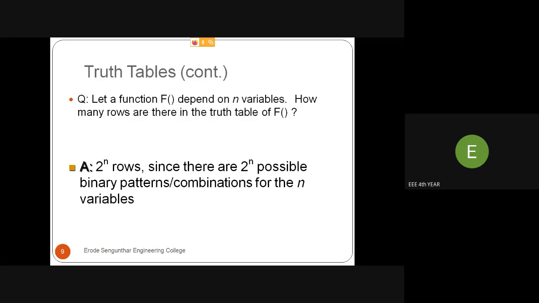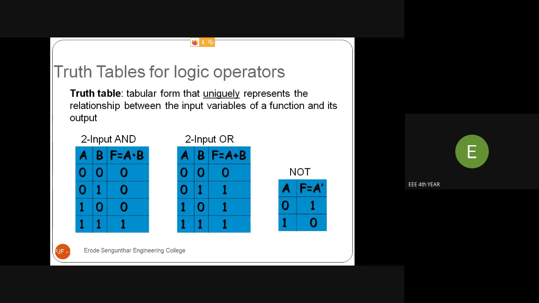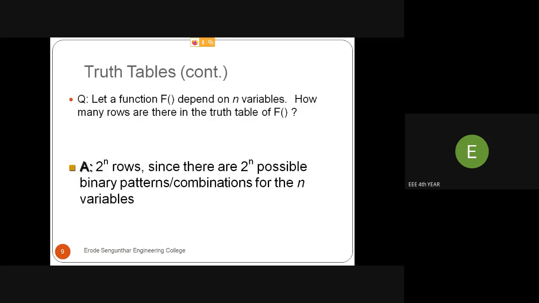So let a function F depend on n variables. How many rows are there in the truth table? See the previous slide. With two input variables in the AND gate, the possible rows are 4. With two input variables in the OR gate, the possible rows are also 4. See the NOT gate truth table. We have only one input A, therefore 2 power 1 is equal to 2. So 2 rows are possible.